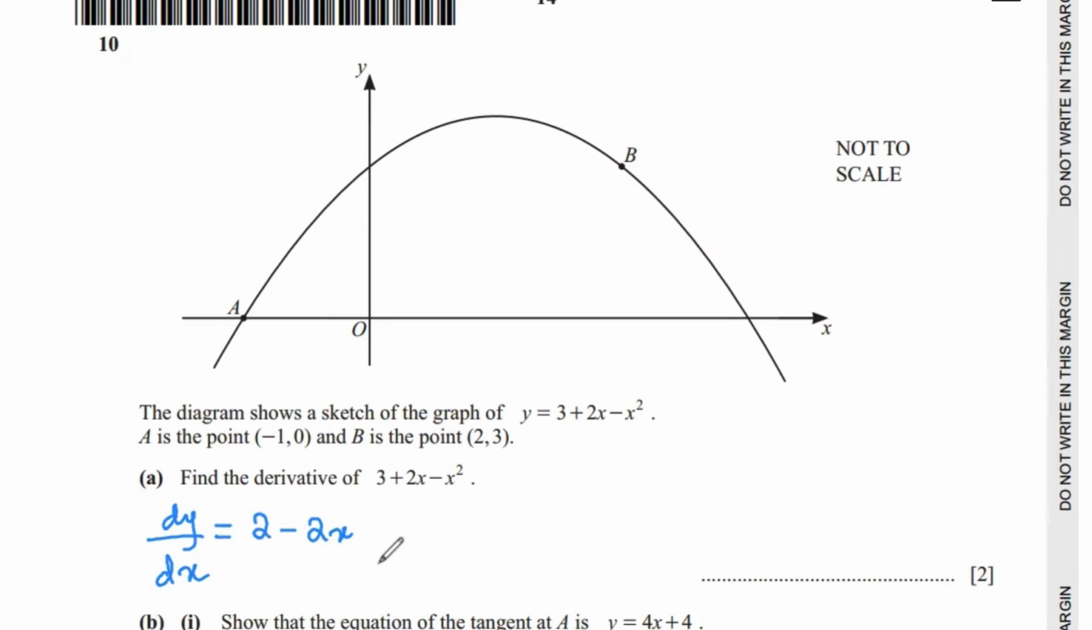And in the derivative, you bring the power down, times it by the coefficient, and then subtract 1 from the original power. So 2 minus 1 gave us 1, and 1 minus 1 gave us 0. So x to the power of 0 is 1. Hence 2 is alone over here. So 2 minus 2x.